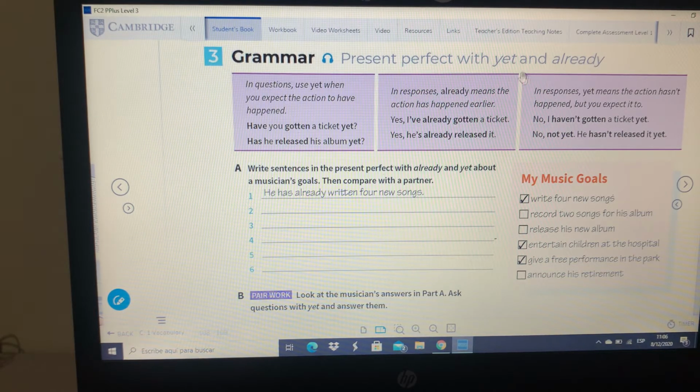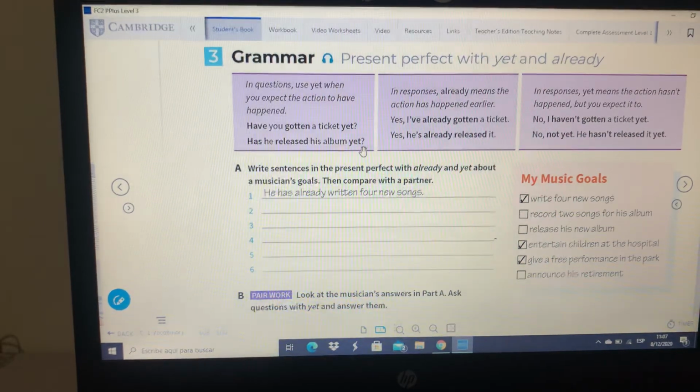Yet and already. Yet is todavía and already is ya. For example, I can say, I already did my homework. Yo ya hice mi tarea. But in this case, I am applying it already in simple present. In present perfect, it's going to be kind of different, like in this example that we have here. I've already gotten a ticket. So let me read for you and explain. In questions, use yet when you expect the action to have happened. Have you gotten a ticket yet? Has he released his album yet?